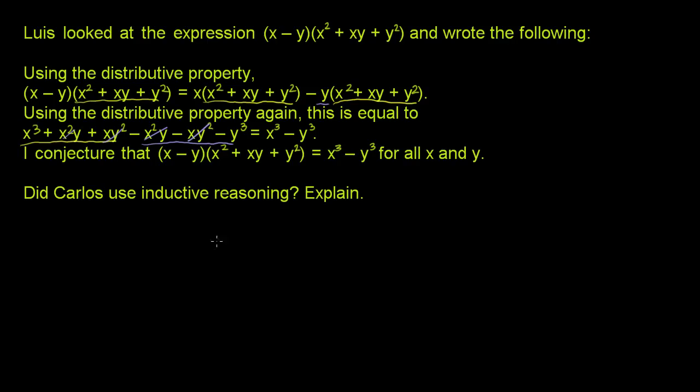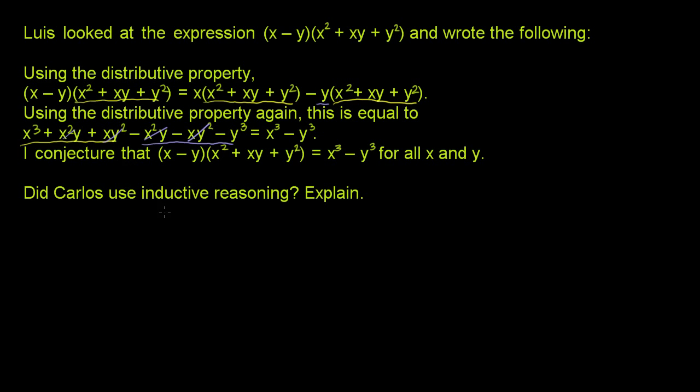Explain. Well, inductive reasoning is looking at a sample of things, looking at some set of data, if you will, and then making a generalization based on that. You're not 100% sure, but based on what you've seen so far, you think that the pattern would continue, or you think it might be true for all things that have that type of property.